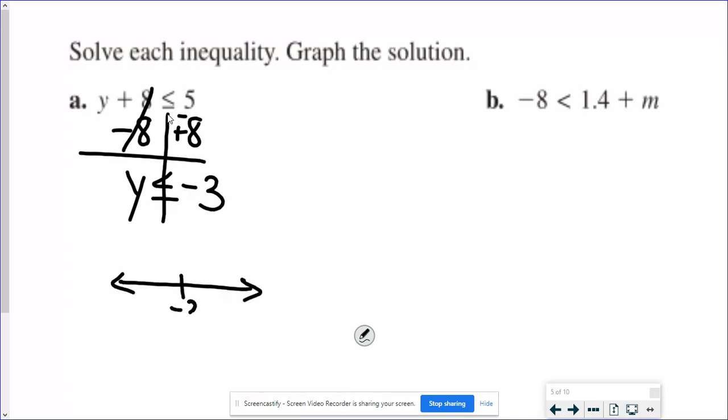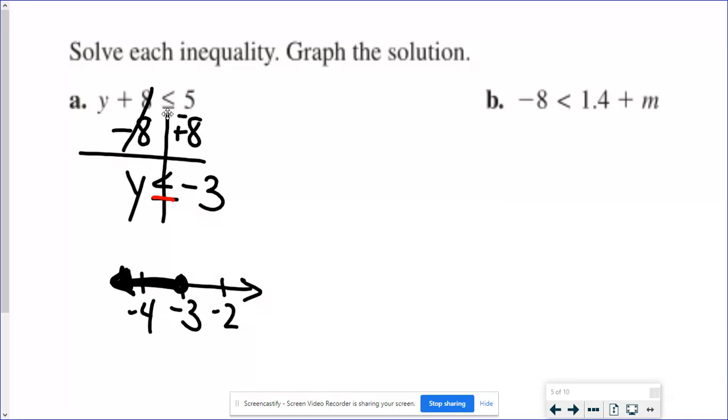So again, here's my negative 3, that's my important number. One number bigger, to the right is bigger, would be negative 2, and one number smaller would be negative 4. Because I do have that half of an equal sign, that's going to be a filled in circle, and a less than goes to the left. Arrow points to the left on both.